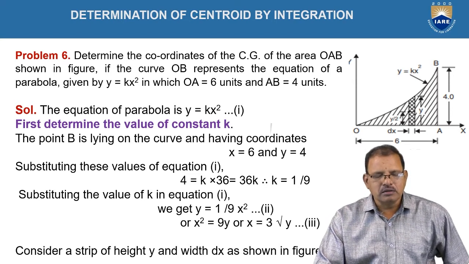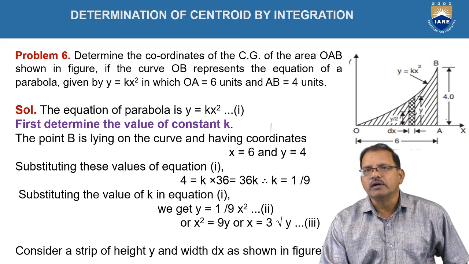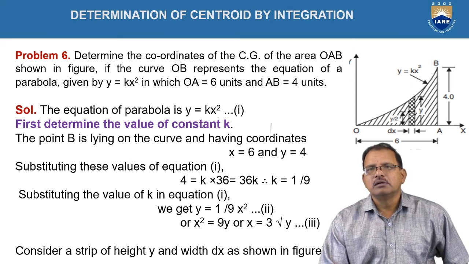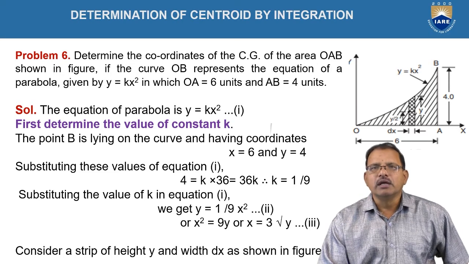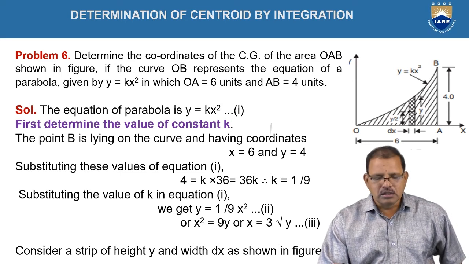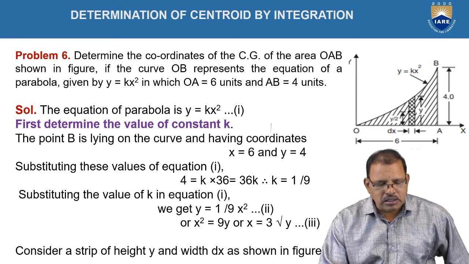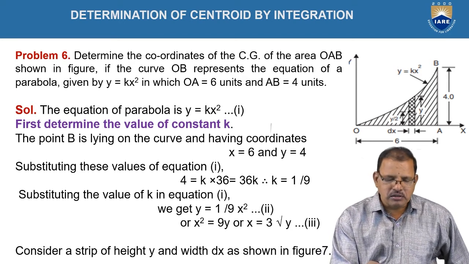Now determine the coordinates of the CG of the area OAB shown in figure. If the curve OB is representing the equation of a parabola given by y is equal to kx square, in which OA is equal to 6 units and AB is equal to 4 units. The equation of the parabola is given here as y is equal to kx square. It is equation number 1.